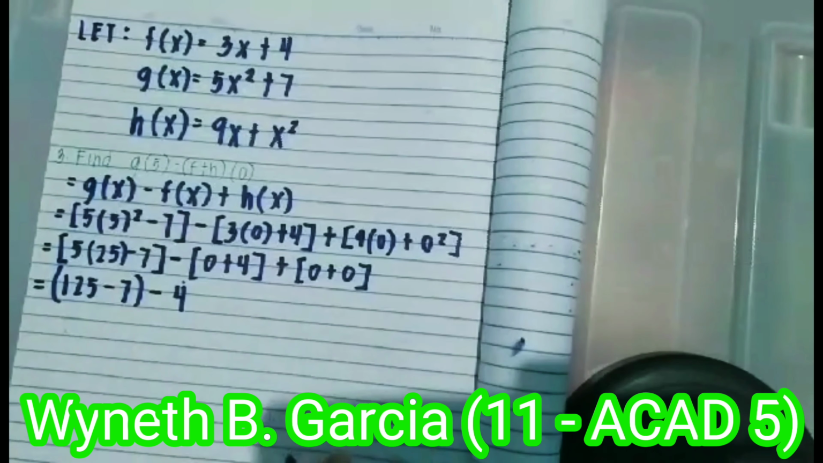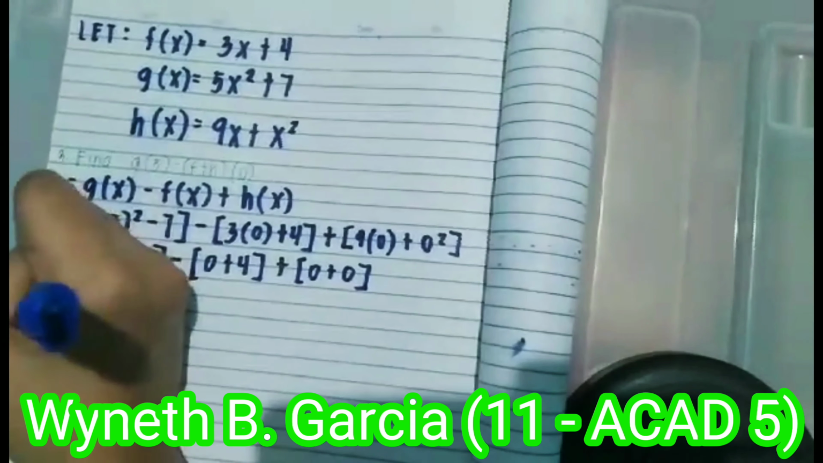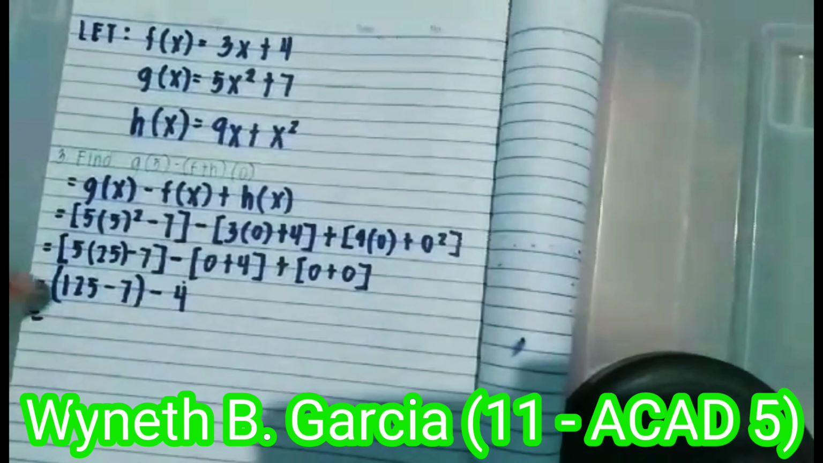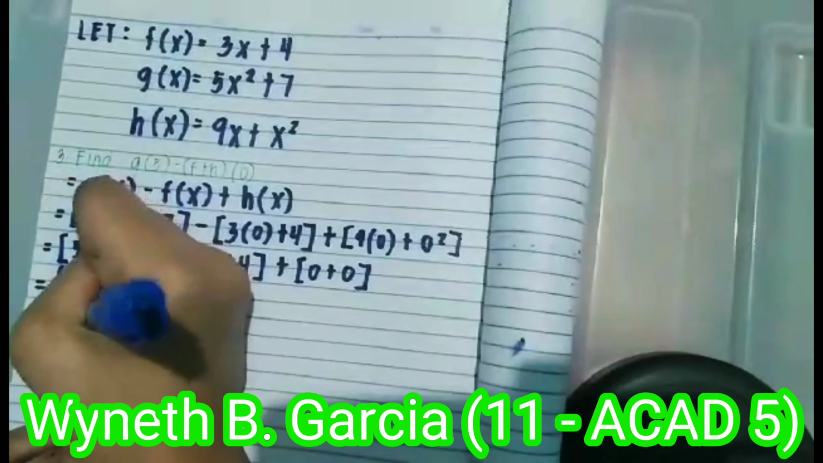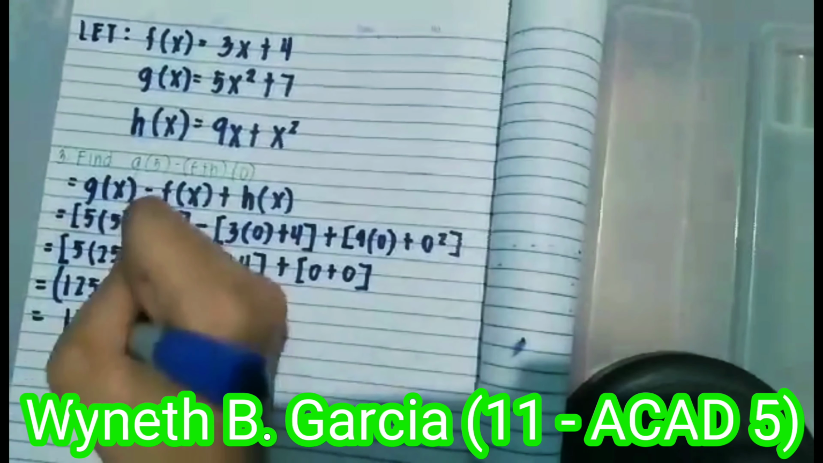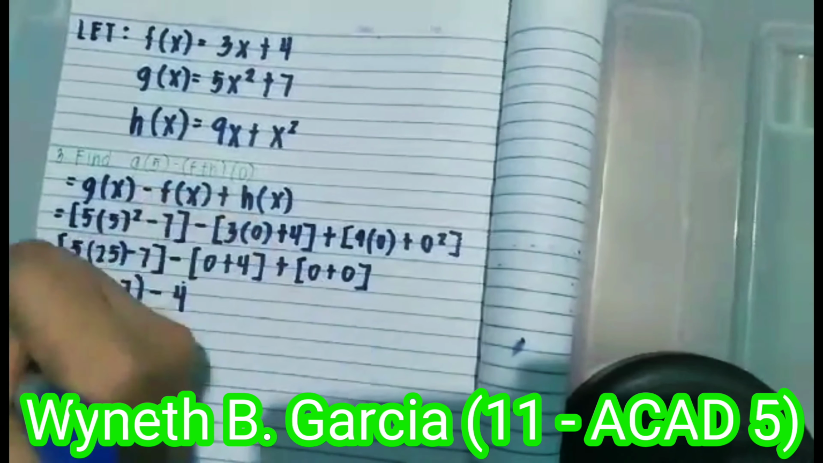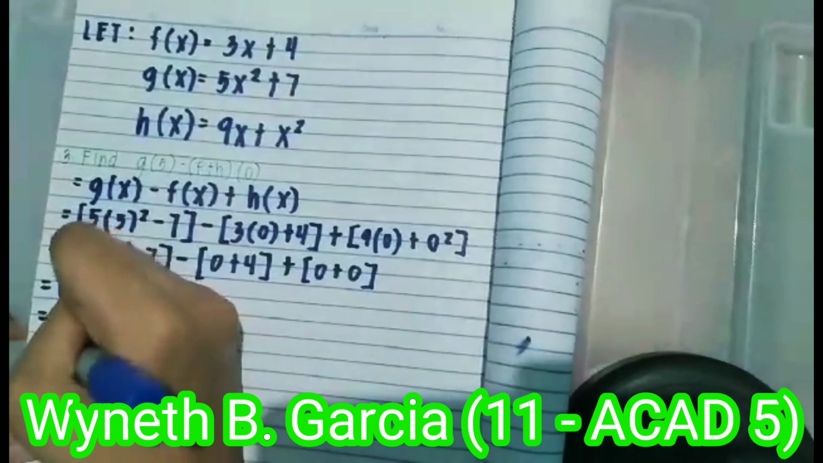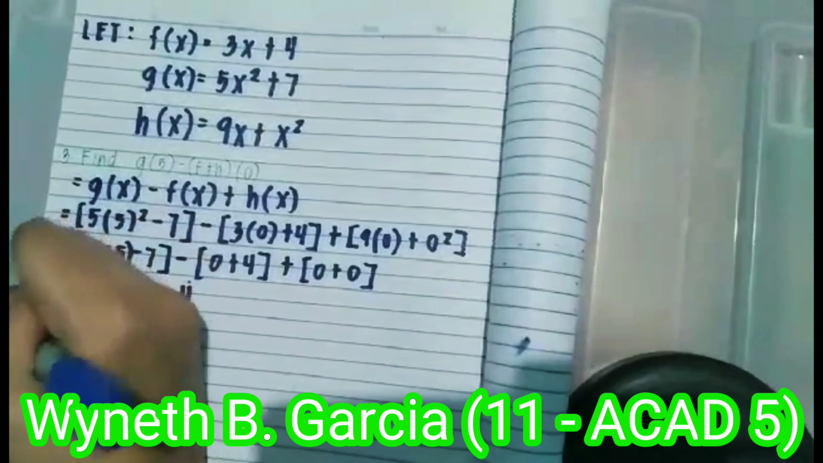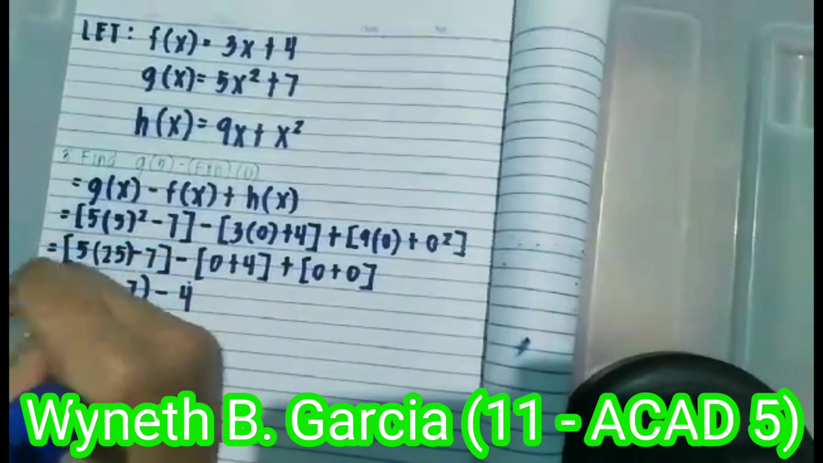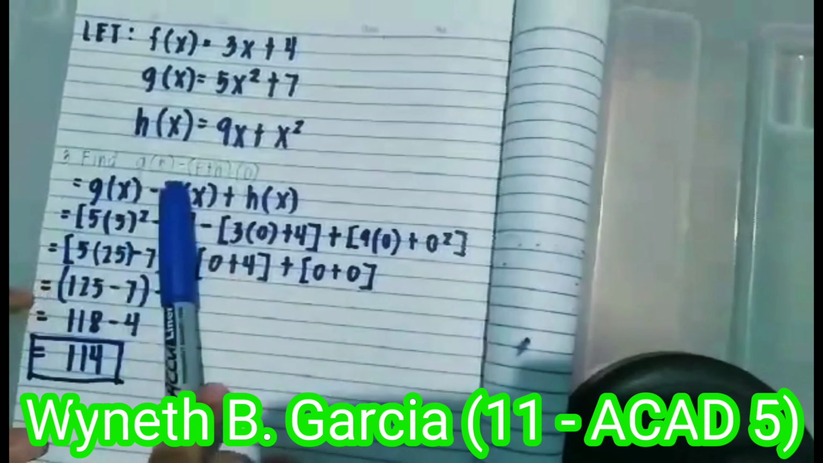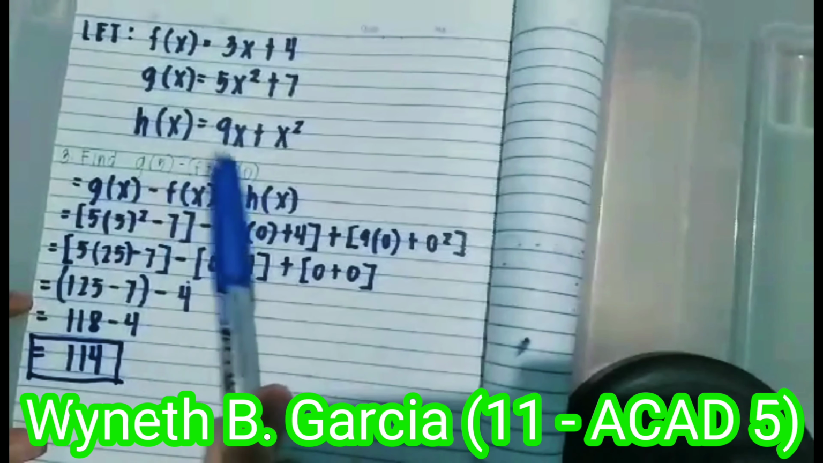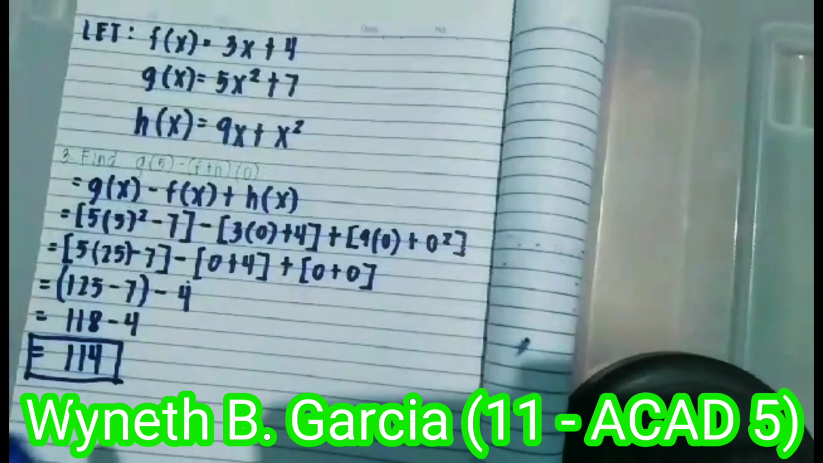Okay. So, next, 125 minus 7 is equal to 118. Bring down negative 4. Then, 118 minus 4 is equal to 114. So, therefore, g of 5 minus f plus h of 0 is equal to 114.